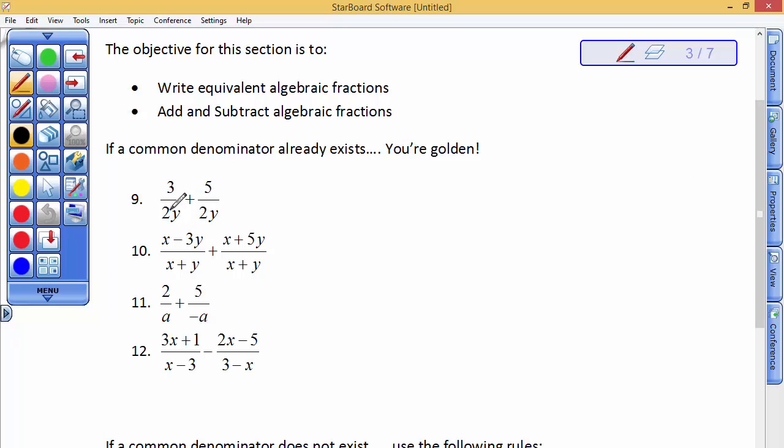So number 9 has a common denominator of 2y. So you're allowed to add the 3 and the 5 and put it over that common denominator. So the 3 and the 5 add to be 8 over 2y. So this is what I mean. 8 is 2 times 4, 2y is 2 times y, and you have to remove a common factor of 2 out of the 8 and the 2 and write this and reduce this as 4 over y. So please, you must remember to reduce.